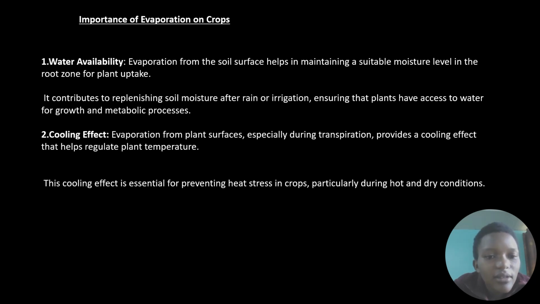The second, cooling effect. Evaporation from plant surfaces, especially during transpiration, provides a cooling effect that helps regulate plant temperature. This cooling effect is essential for preventing heat stress in crops, particularly during hot and dry conditions.